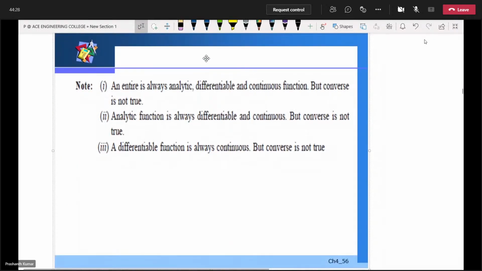Note, an entire function is always analytic. Entire function అంటే everywhere differentiable కాబట్టి automatically entire function is always differentiable. Entire function అని వచ్చింది అంటే always differentiable. But differentiable every, ఇక్కడ చూడండమ్మా, entire function is always analytic, differentiable and continuous function.